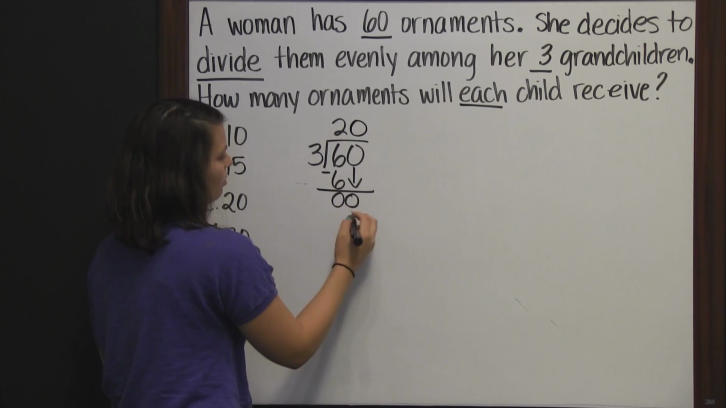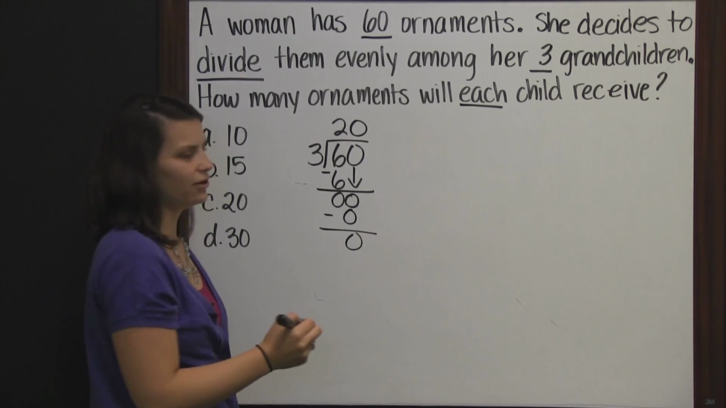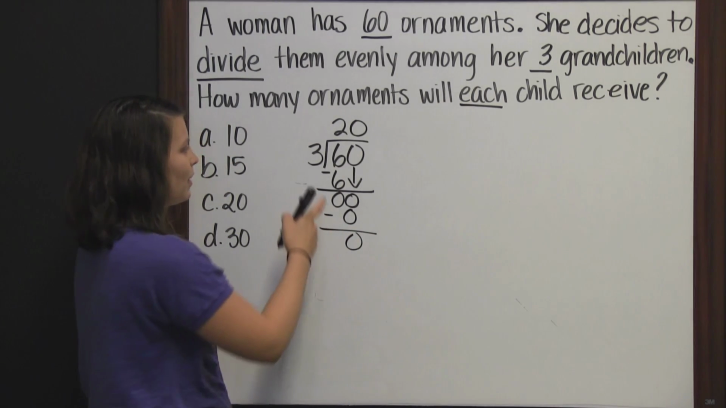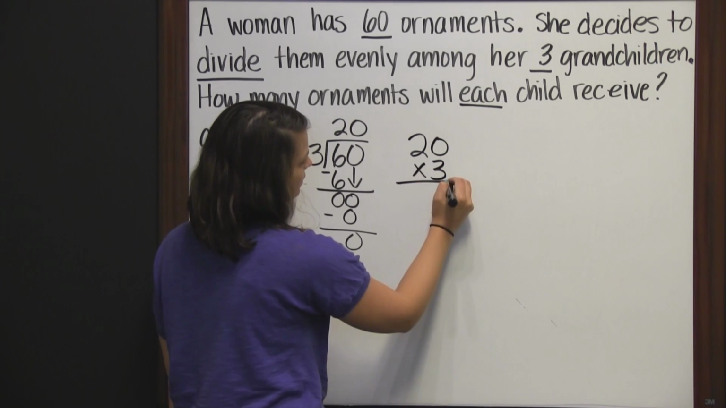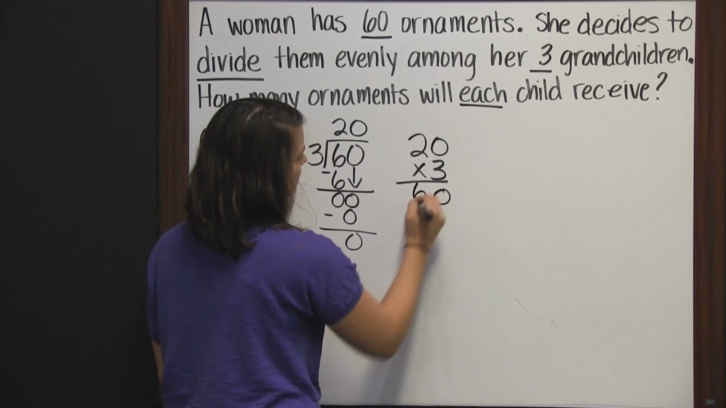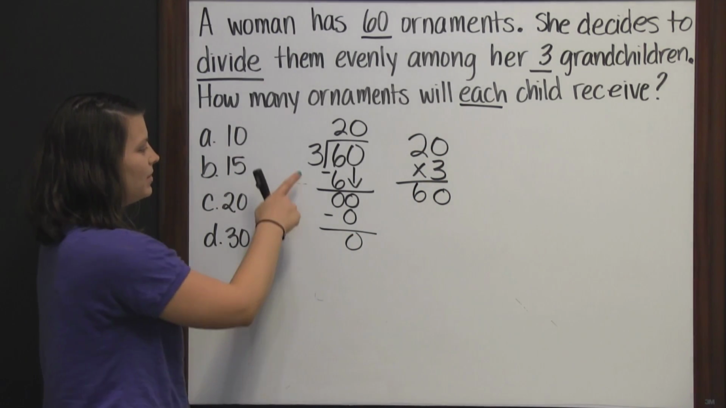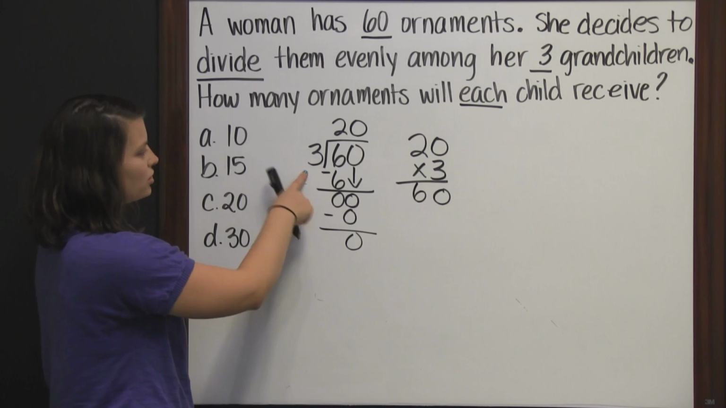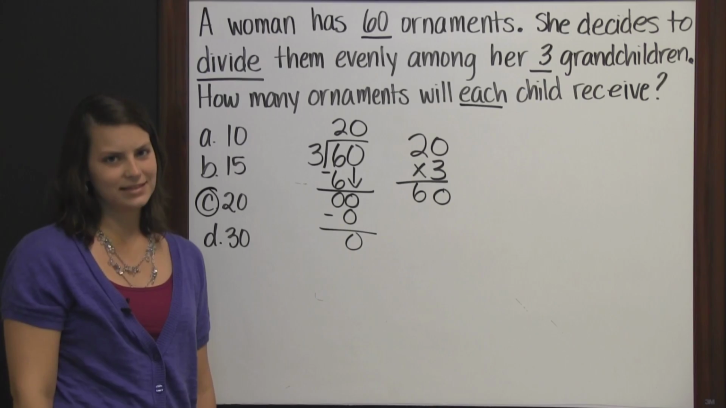And 3 times 0 is 0. And you subtract and get 0. We can check this by multiplying 20 times 3. 3 times 0 is 0, and 3 times 2 is 6. And we do, in fact, get 60. So that means that each one of her grandchildren is going to get 20 ornaments, which is answer choice C.